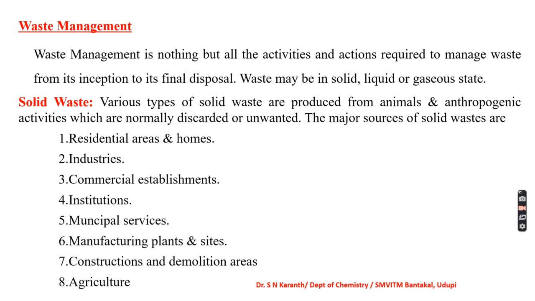So what are the types of waste we observe? Various types of solid wastes are produced from animal and anthropogenic activities, which are normally discarded or unwanted. The major source of solid waste is residential areas and homes. From residential areas come food waste, plastics, paper, glass, leather, cardboard, metals, ashes, electronics, tires, batteries, like hundreds of wastes we introduce to the atmosphere.